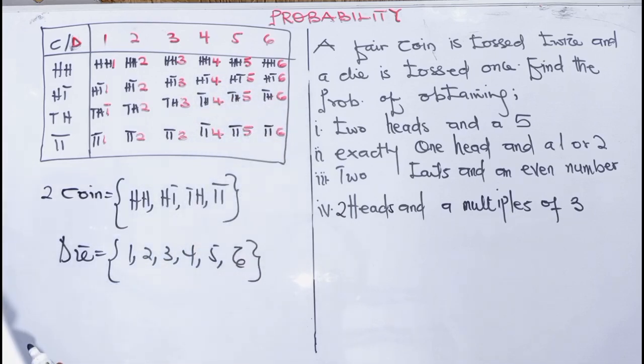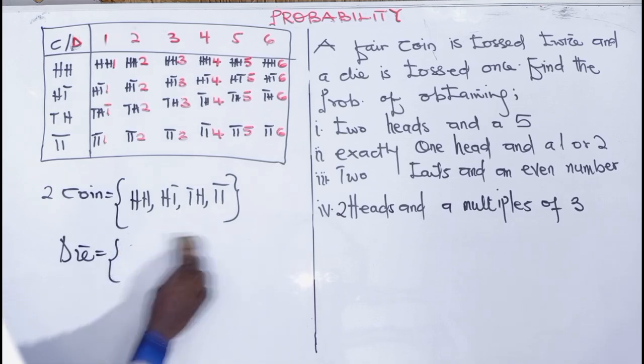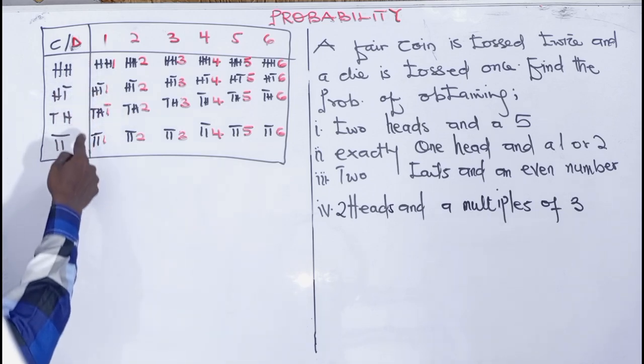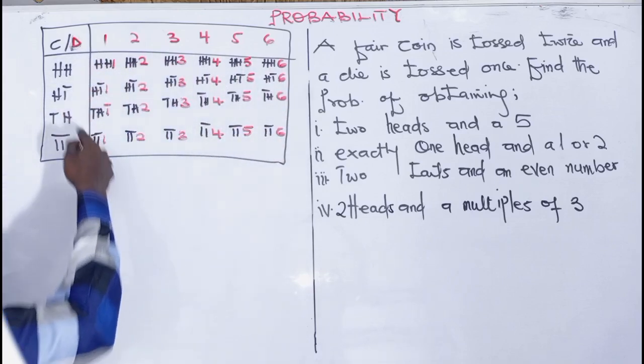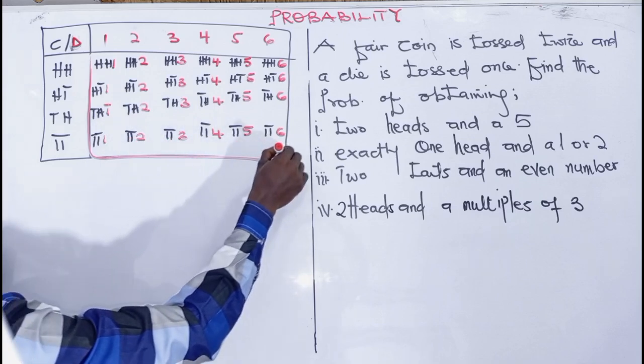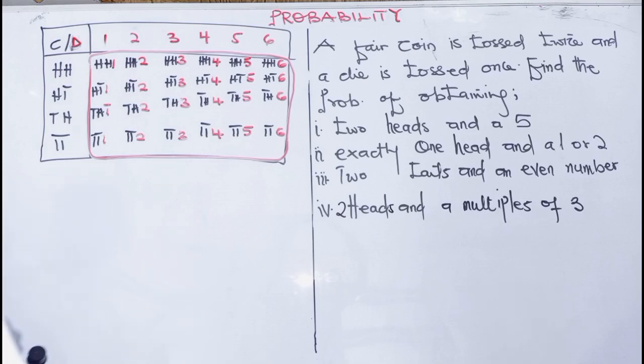So these are all the set of possible outcomes when a fair coin is tossed twice and then a die is also tossed once. Now, all these outcomes in this area become all the set of possible outcomes when a fair coin is tossed twice and a die is also tossed once. You can write them down or you can leave it in this form.